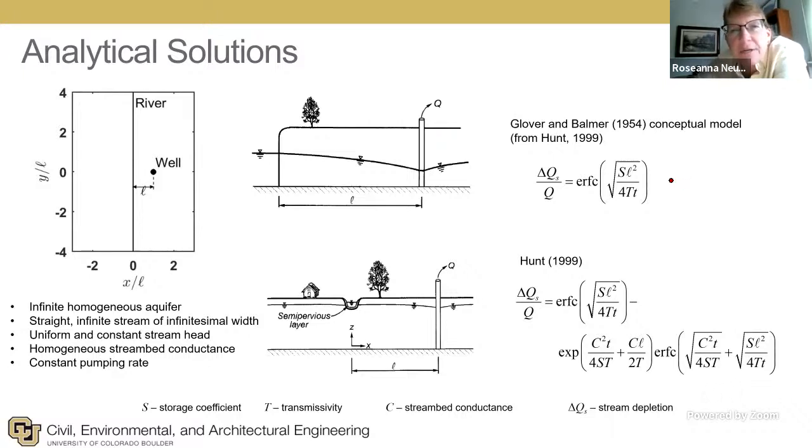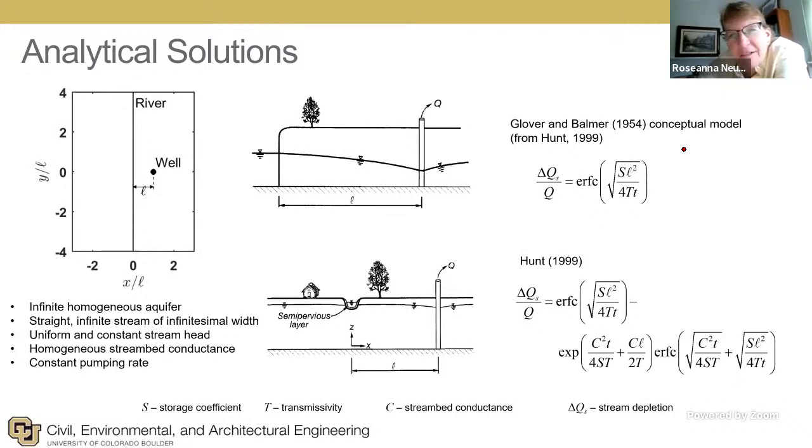That's shown here at the top right: the equation ΔQs, the stream depletion normalized by the pumping rate, is equal to the complementary error function of what's shown inside there. S is the storage coefficient of the aquifer, T is transmissivity, and little t is time. This is the largest amount of stream depletion you could get. It's the most conservative case.